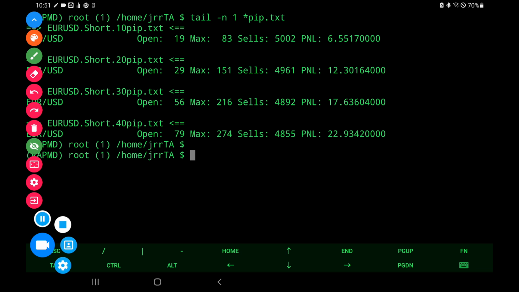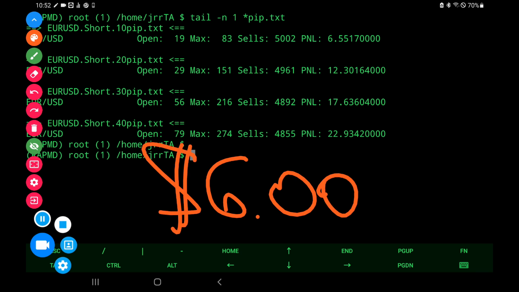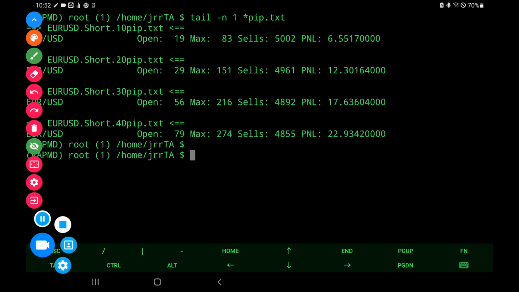So as we look at the 10 pip strategy, $6 if I just walk away taking my losses on 19 open positions. That's a pretty good amount. That's good risk. But let's look at the 20 pip. The 20 pip made nearly double, $5 more. The number of trades didn't change much, but the maximum exposure did.